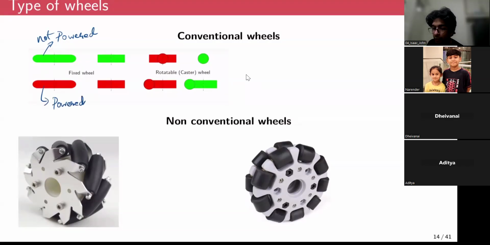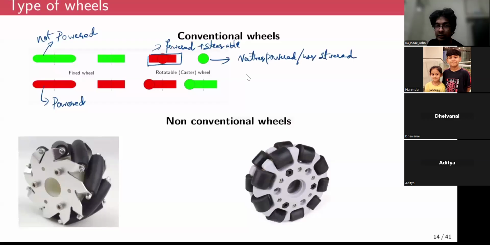And there are wheels that are rotatable, right? So these wheels are powered and steerable. Powered plus steerable. And these are neither powered nor steered, just like in the example of a shopping trolley cart.